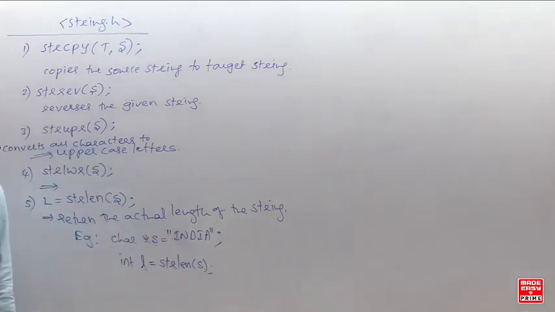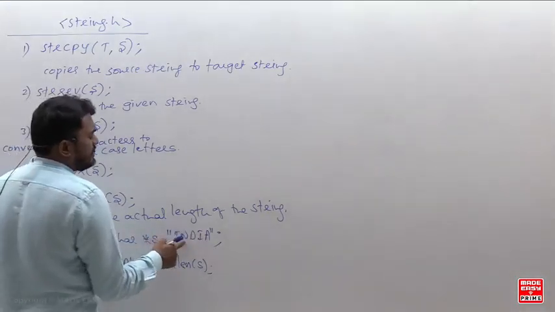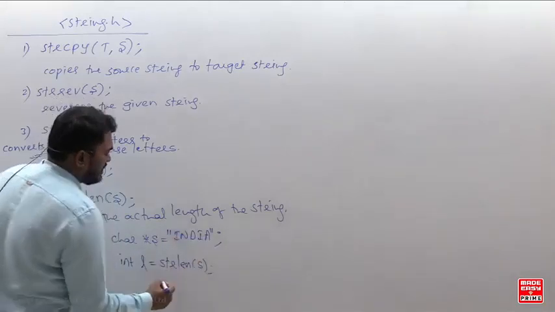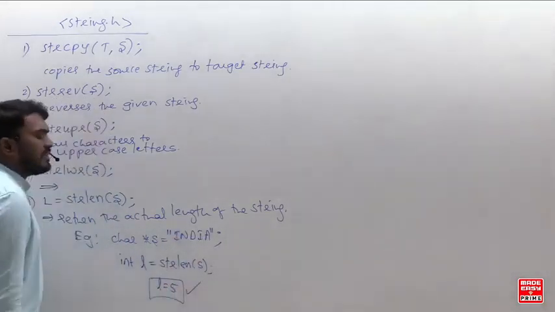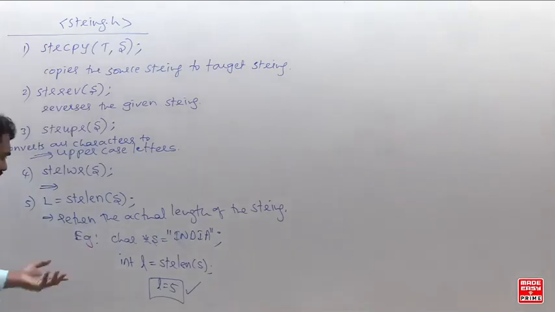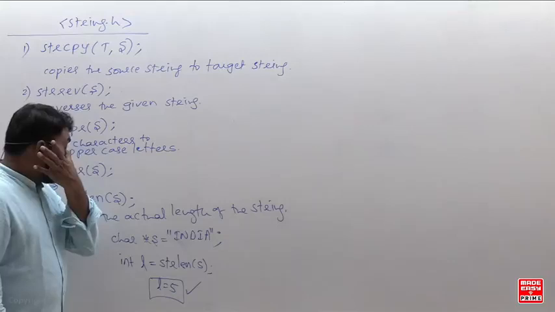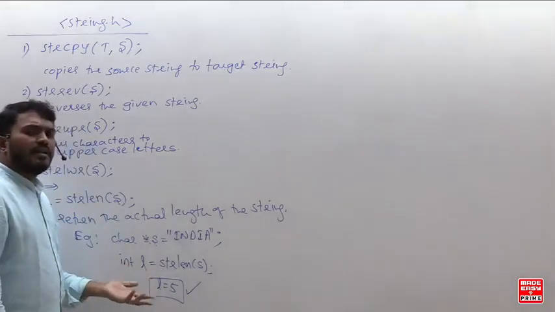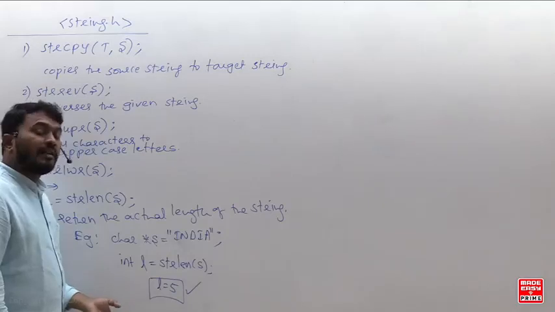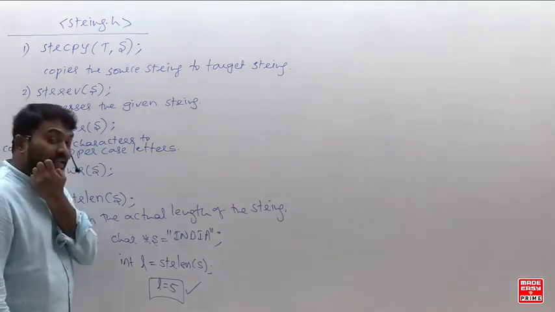Now tell me, what is the actual length of the string? This string has how many characters? 1 2 3 4 5. So it will return what? 5 only. L equal to 5. Is that clear? So actual length is 5 only. Why have I written actual length of the string? Because somebody will think there is also a null character and it will also be calculated. So null is not calculated in the length.